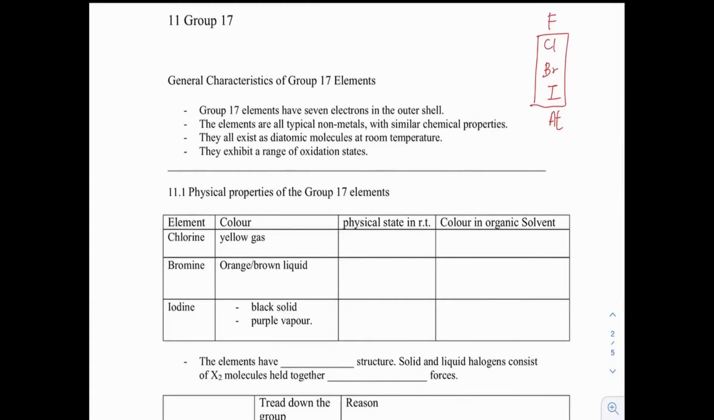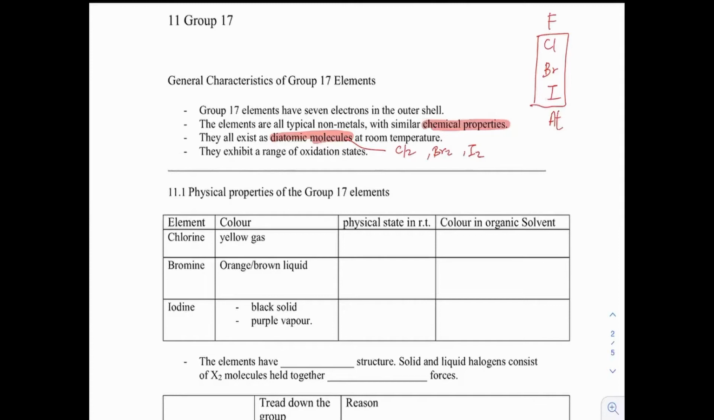In group 17 elements, we have 7 electrons in the outer shell. The elements are all typical non-metals with similar chemical properties. When we mention chemical properties, that means they have a similar number of outer electrons. And they all exist as diatomic molecules at room temperature, meaning they exist as Cl2, bromine Br2, and I2. This is known as a diatomic molecule.